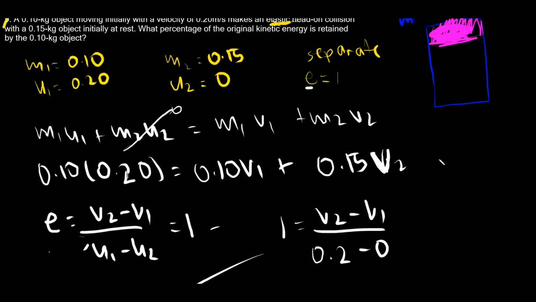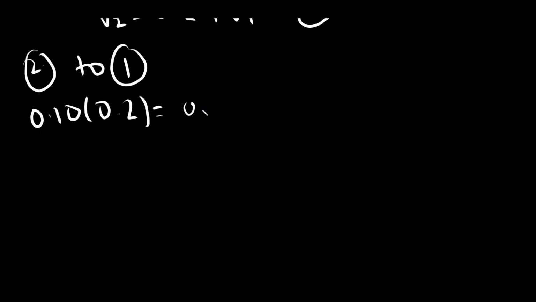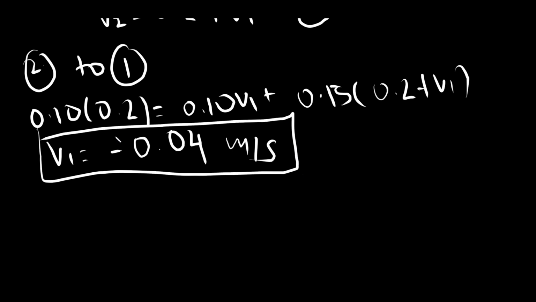And then this is equation number 1. Substitute equation number 2 into equation number 1. You have 0.10 times 0.2 is equal to 0.10 V1 plus 0.15 times (0.2 plus V1). So, one equation, one unknown. You can solve for V1, which is equal to negative 0.04 meters per second. This is the final velocity of mass 1.